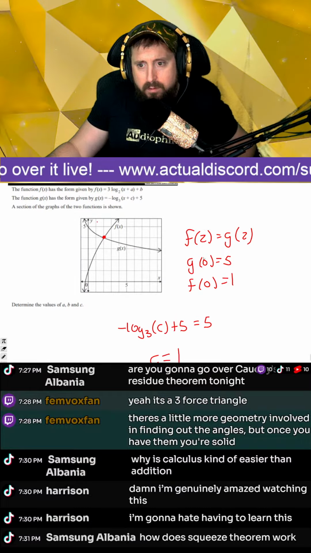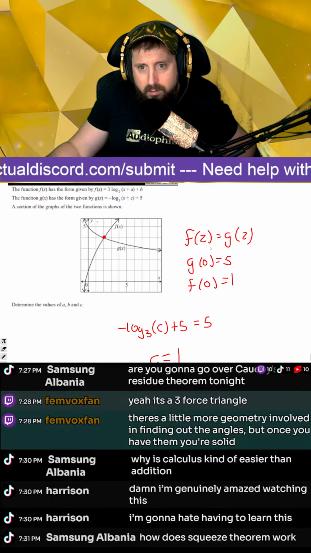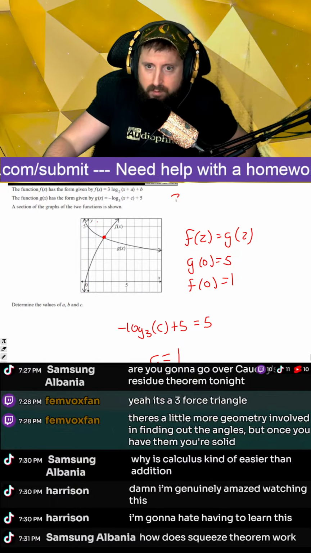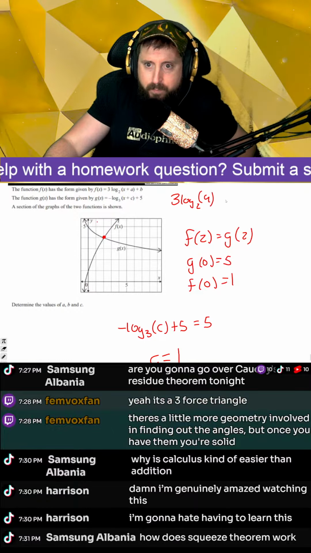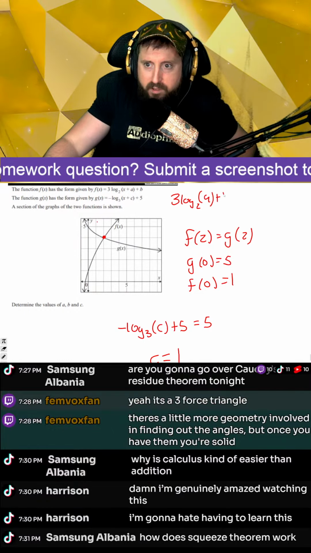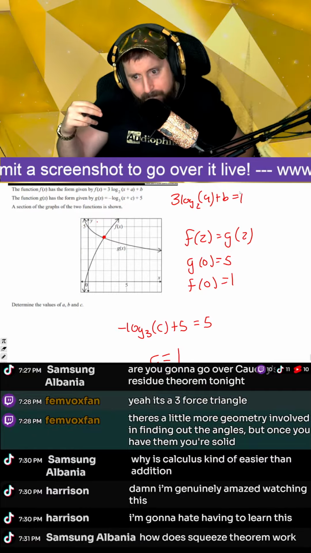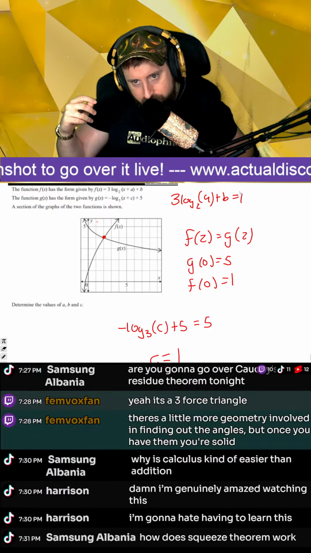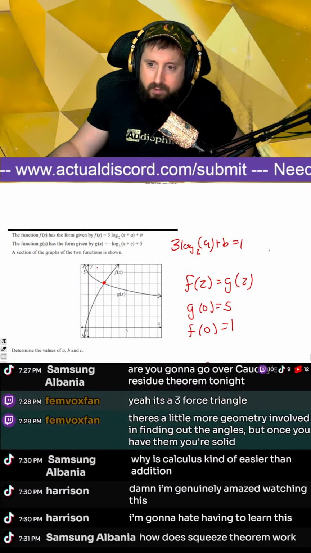F of 0 is equal to 1. Okay, so that's 3 log base 2 of A plus B is equal to 1. That doesn't really help me too much, does it? Unfortunate. Well, we got C. Okay, but then I know that... Okay, so this is true.